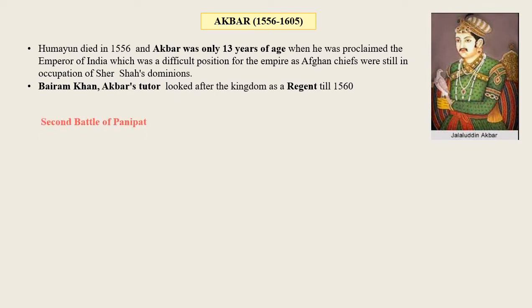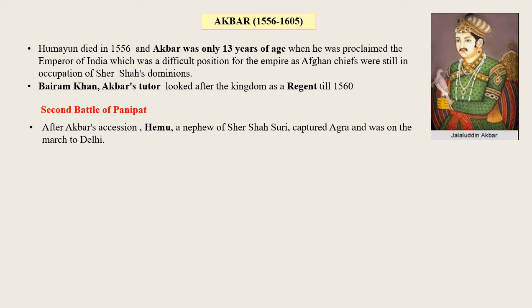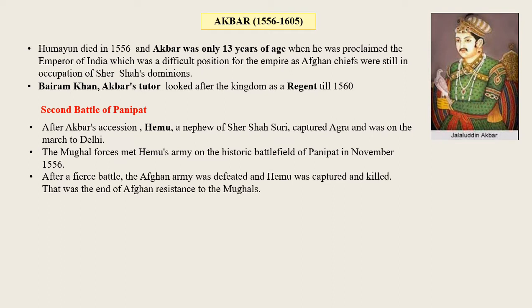Second Battle of Panipat. Soon after Akbar's accession, Hemu, a nephew of Sher Shah Suri, captured Agra and was on march to Delhi. The Mughal forces met Hemu's army on the historic battlefield of Panipat in November 1556. After a fierce battle, the Afghan army was defeated and Hemu was captured and killed. That was the end of Afghan resistance to the Mughals.